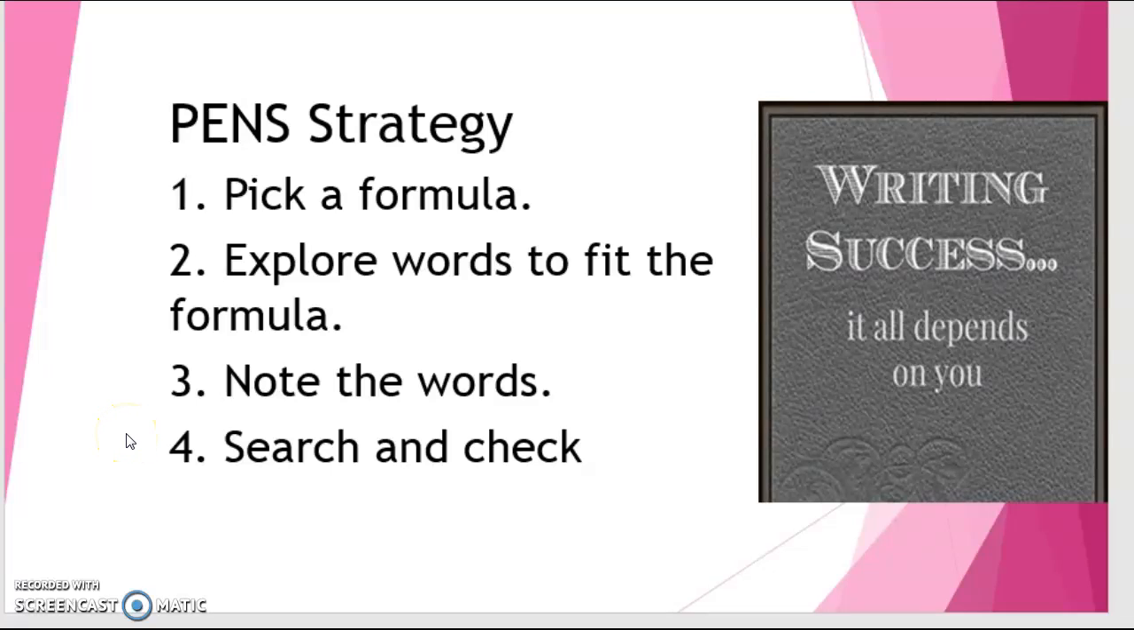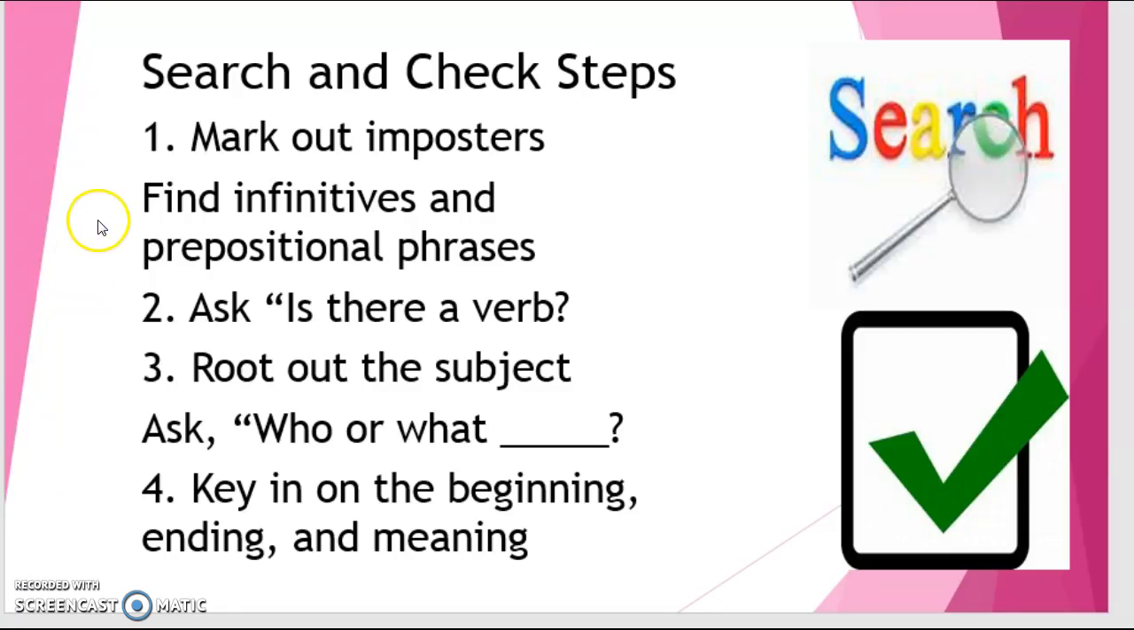So now we're going to remember that pin strategy that we've used before. And remember, with the pin strategy, we're always going to be picking a formula for step 1. Right now we're just using SV for our formulas. And then 2, we're going to explore words to fit the formula. So that means that we're going to think about the words we want to write our sentence about. And then 3, we note the words, which means we write or we type them on our computer. And then 4, we search and check. So always remember to be using these 4 steps whenever you're writing a sentence. That's just a review.